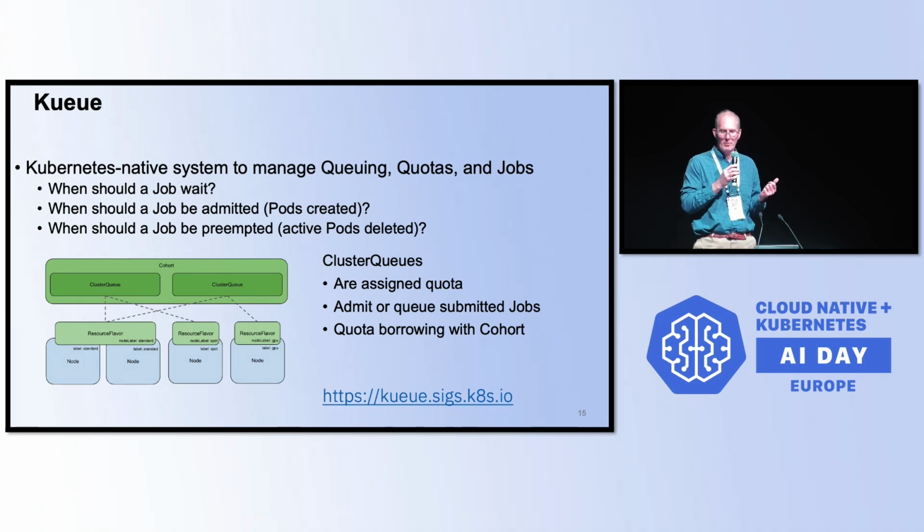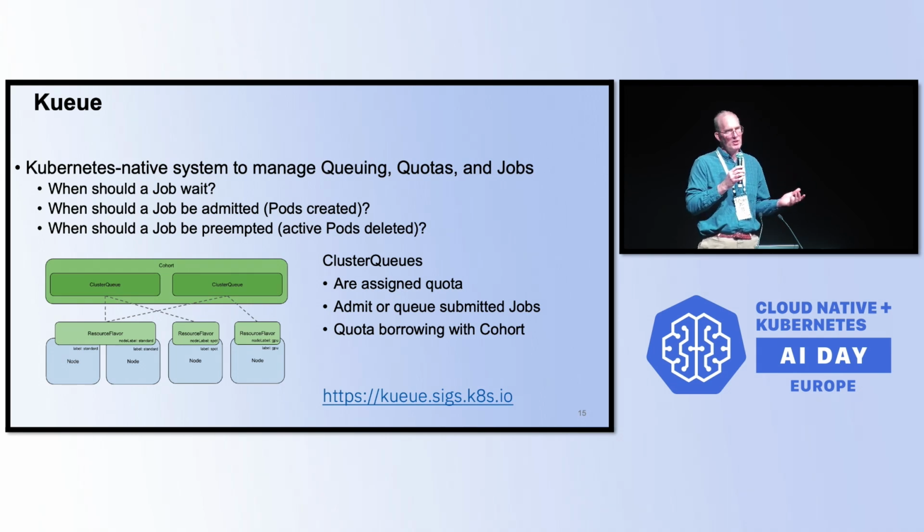We heard about Kueue in the previous talk. It's a Kubernetes native system to manage queuing, quotas, and jobs. On our clusters, Kueue is responsible for deciding when jobs should wait, when they should be admitted, which means their resources and pods get created, and when a job should be preempted, so the pod's deleted. One of the key abstractions that Kueue uses to do this is something called a cluster queue. Cluster queues are assigned quotas. Users submit their jobs to cluster queues, and the cluster queue logic decides which jobs should be admitted and when they should run.